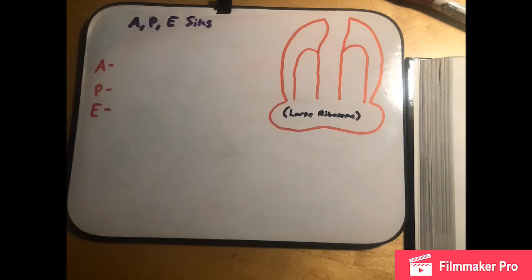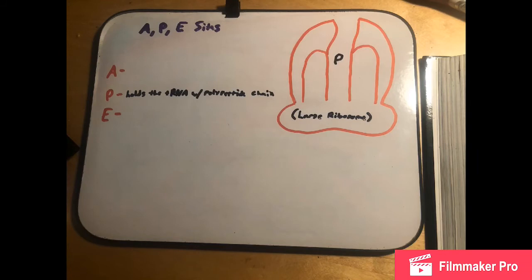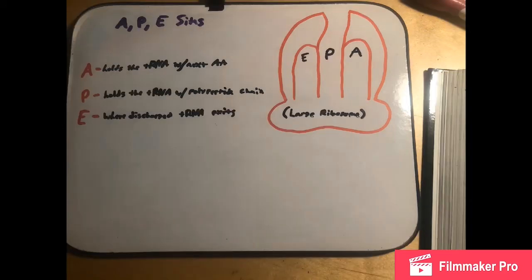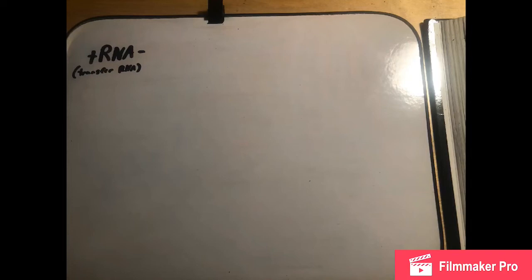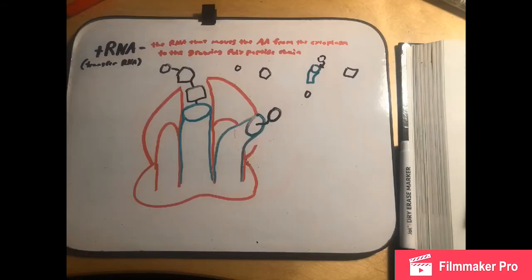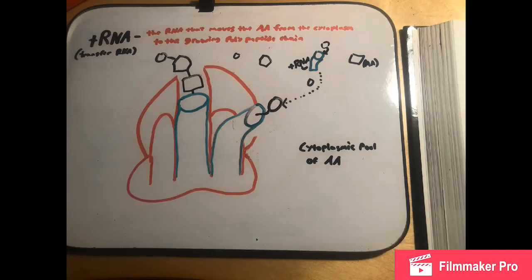In the large ribosomal subunit, there is the A, P, and E site. The P site holds the tRNA with the polypeptide chain, the A site holds the tRNA with the next amino acid, and the E site is where discharged tRNA exits. tRNA, also known as transfer RNA, is the RNA that moves the amino acid from the cytoplasm to the growing polypeptide chain.